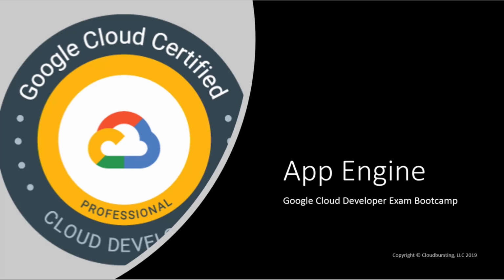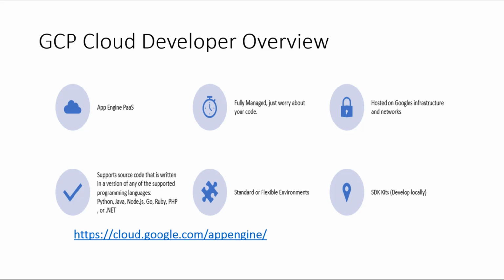Let's talk about App Engine. Now, App Engine is a platform as a service. It's fully managed. We're just going to deploy our code and get our jobs done, making our applications robust, integrated, whatever we have to do. It is, of course, hosted on Google's infrastructure, and it supports specific programming languages in the standard version.